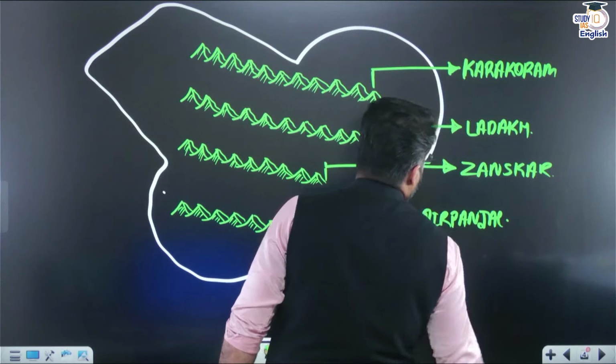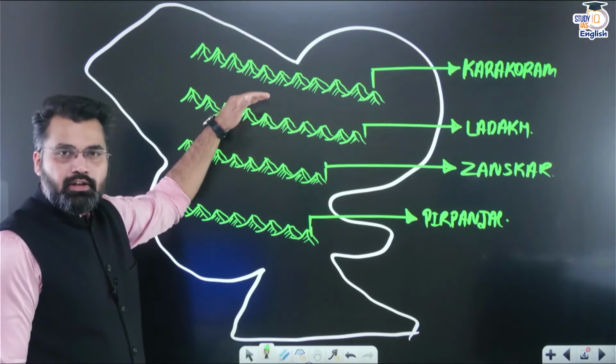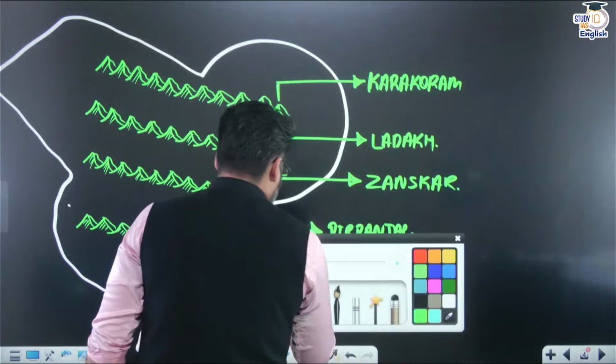This is Pir Panjal range. Okay, this is actually Middle Himalayas. These three ranges are actually Greater Himalayas, or you can say Trans Himalayas. Okay, now just see, what I am going to plot here is some important locations.